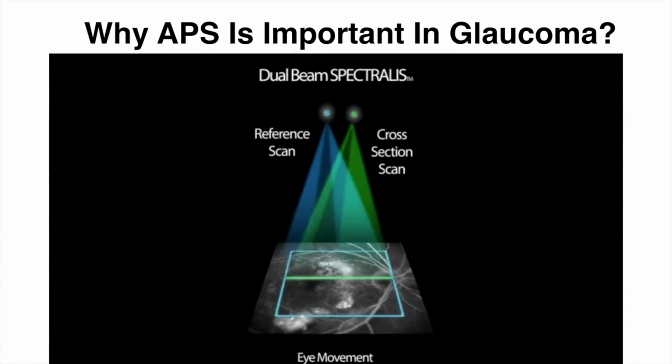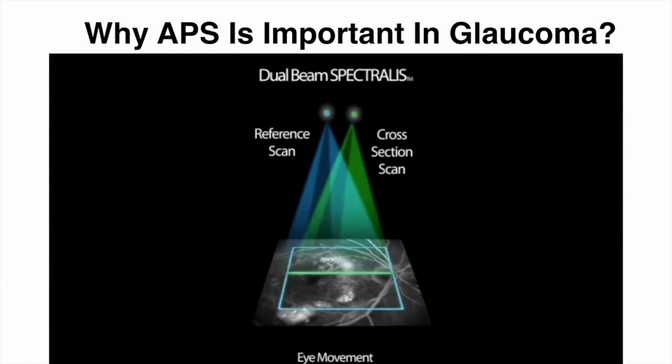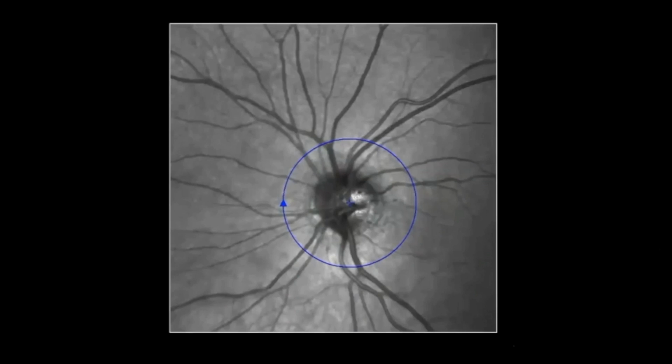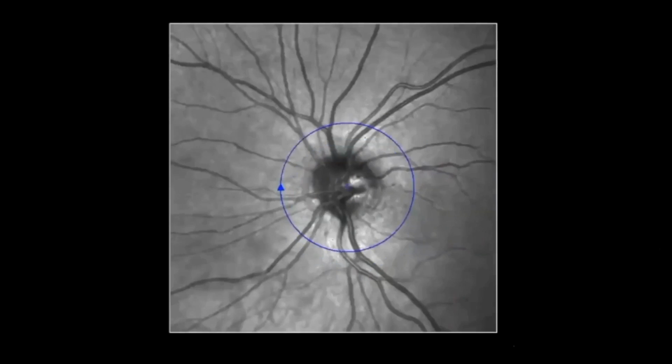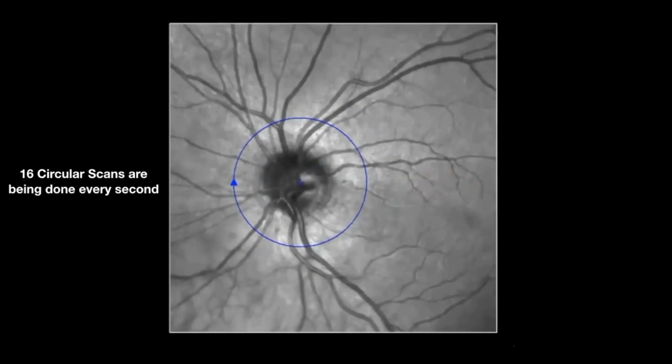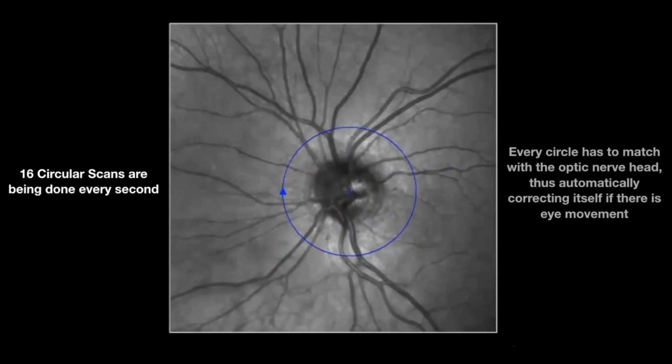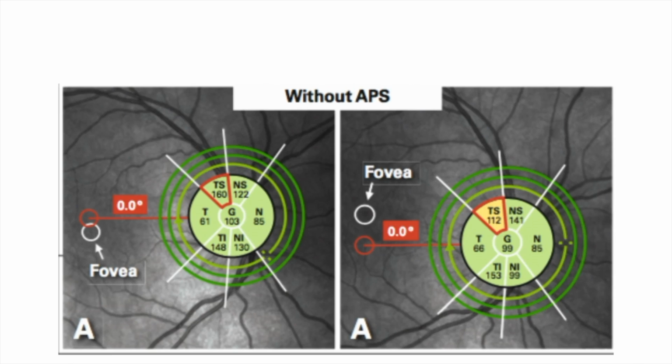Anatomic positioning system technology can pick up glaucomatous progression at the level of 1 to 2 micron difference between two visits with live tracking. 16 circular scans are being done every second, and every circle has to match with the optic nerve width, thus automatically correcting if there is eye movement.